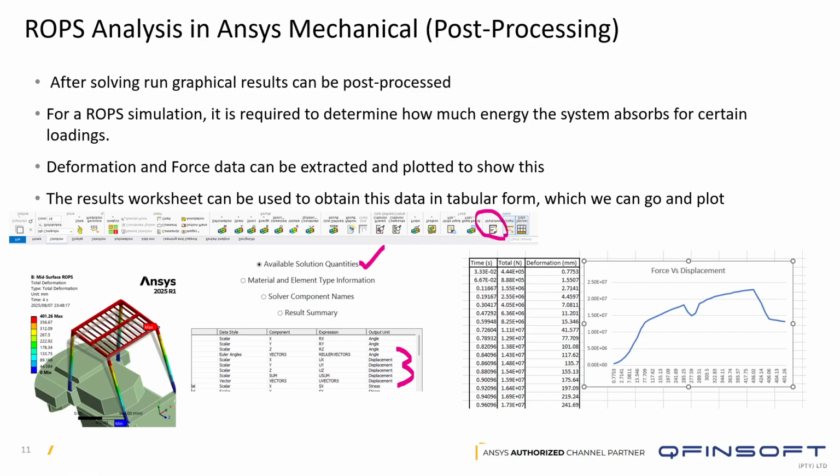from those steps. After we have solved our ROPS inside of Mechanical, we can go and obtain our graphical results. A good tool to use here is being able to see that shadow of where the cabin used to be, and the colored part is where the final deformation is.